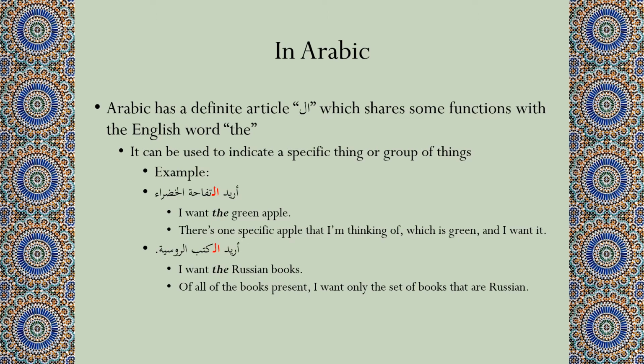It can also, like the English definite article, refer to a specific set of things. So if I say أريد الكتب الروسية, that means I want the Russian books. What that means is there's a bunch of different types of books present, but I only want the specific set of books that are Russian. I only want the works of Dostoevsky and the works of Tolstoy, you can leave the works of Shakespeare. So, like in English, here the definite article is used to pick out a specific set of things. In this case, all the books that are Russian.